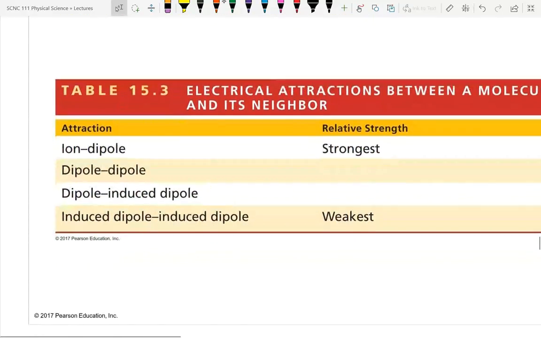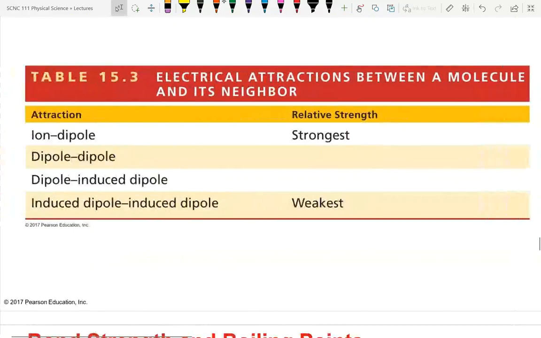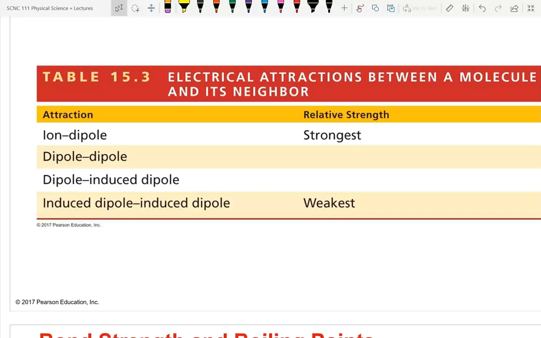So here's a summary of those four. The strongest, the ion-dipole. The ion is naturally charged. The dipole naturally has a charge separation. Why don't I have ion-ion? Well, because that would form an ionic bond. So ion-dipole is our strongest of these molecular attractions.